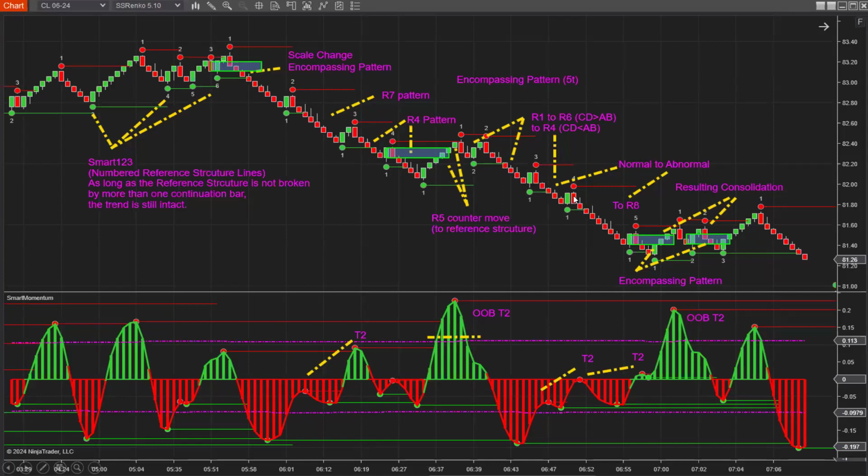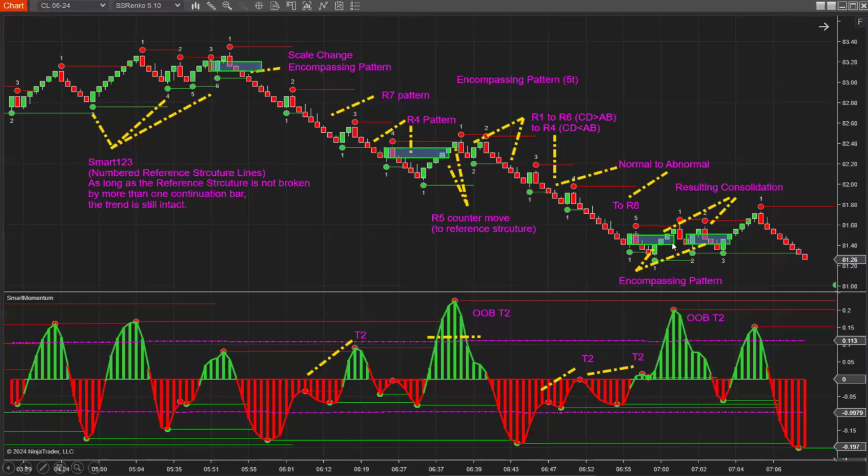CD is less than AB. T2. I got a CD is greater than AB T2 right here. This leg is R8, R1, 2, 3, 4 to R8. And this T2 is a little bit more dangerous. It did follow through. I expect consolidation. As mentioned, these tend to have a randomizing effect when I get a scale change in a run. So when you get that T2 right there, you're like, well, CD is greater than AB, scale change, etc. Be careful, trade smaller or whatever.